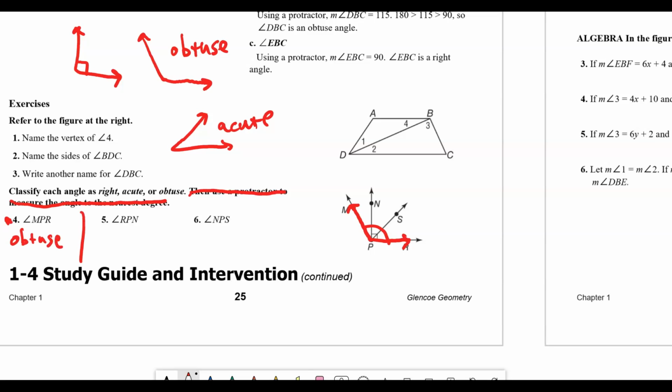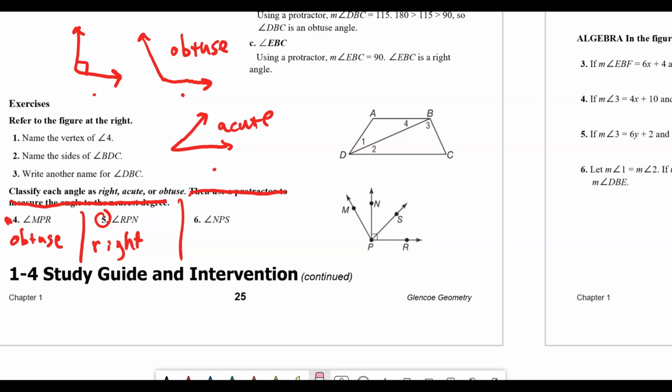Okay. Let's take a look at RPN. Let's see where RPN is. RPN. What do we think? Is that right, obtuse, or acute? Go ahead and answer that in the Edpuzzle. So hopefully we said that RPN is a right angle. It's equal to 90 degrees. Got that one right.